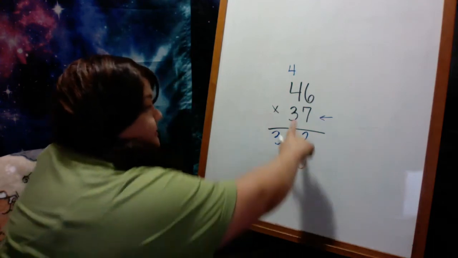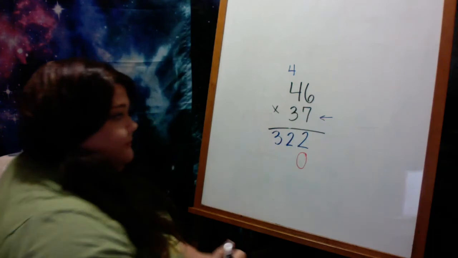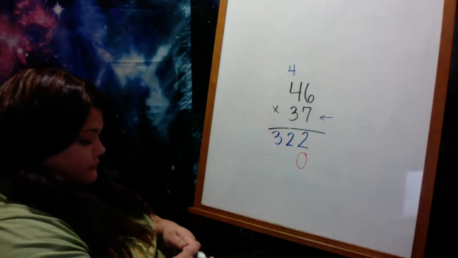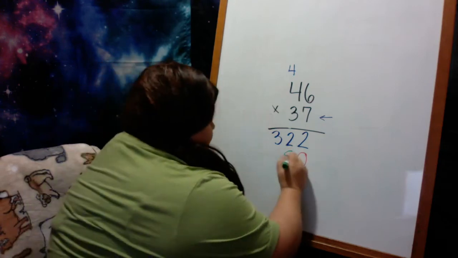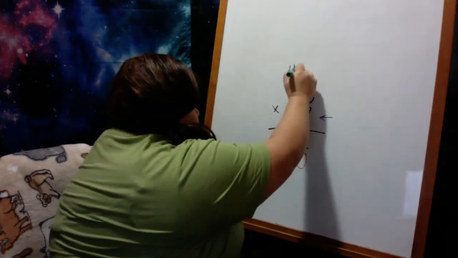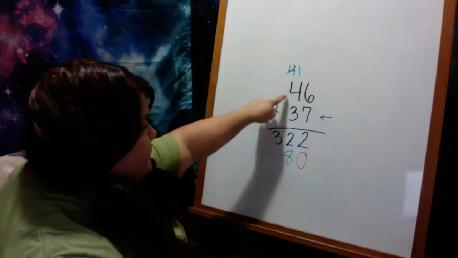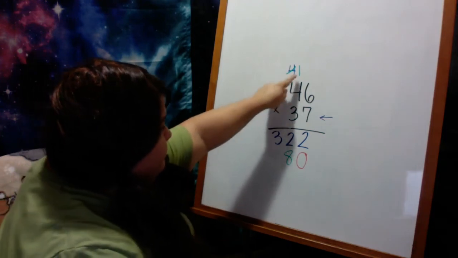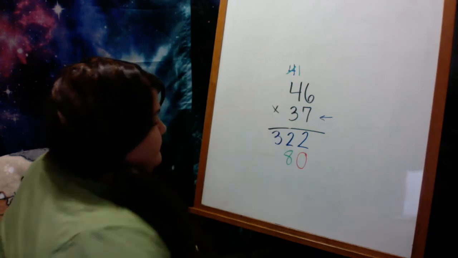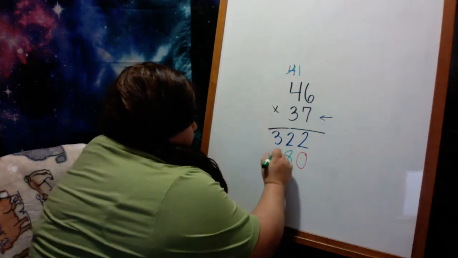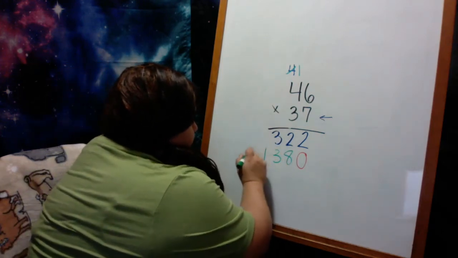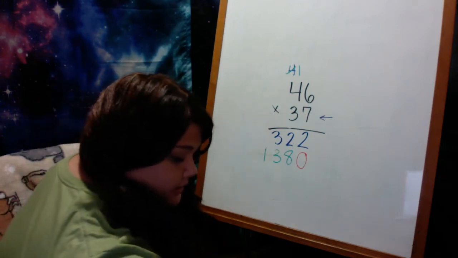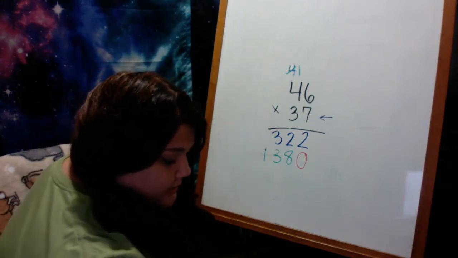And now I can multiply 3 times 6. Gives me 18, so I put my 8 and I carry my 1. 3 times 4 is 12, and 12 plus that 1 gives me 13. So I have to put my 3 and my 1 to make 13. Now that I have that done, I can add them up.